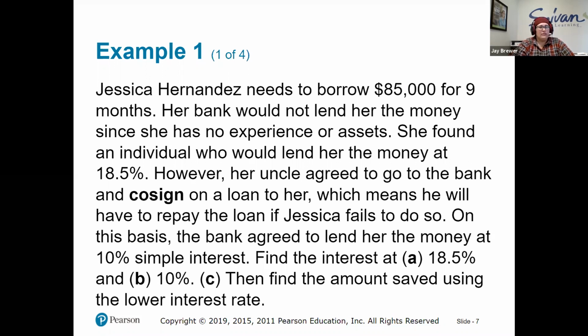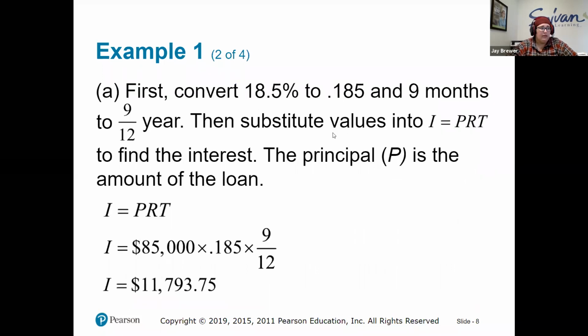So obviously, it's kind of a no-brainer that if all that information is the same, you want to go with the interest rate that is lower. Although, the fact that she needs this specific money for 9 months is rather interesting. I think they literally just made it up. I don't know what application it could have.